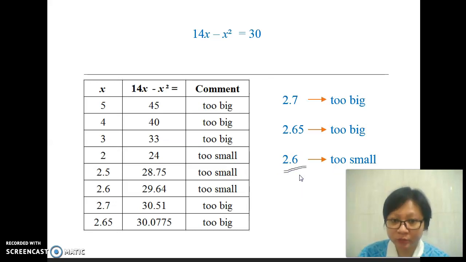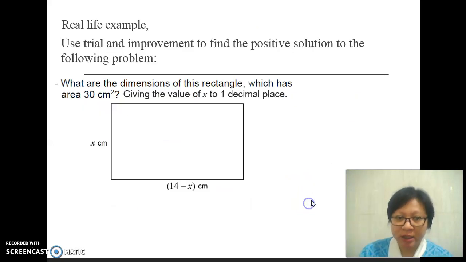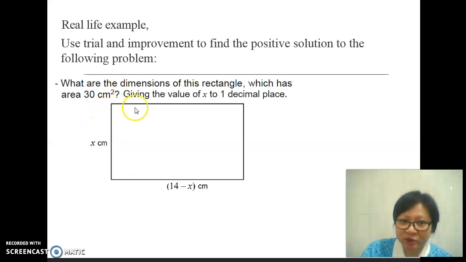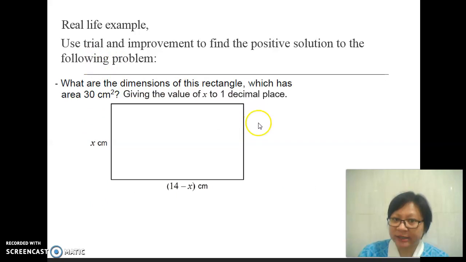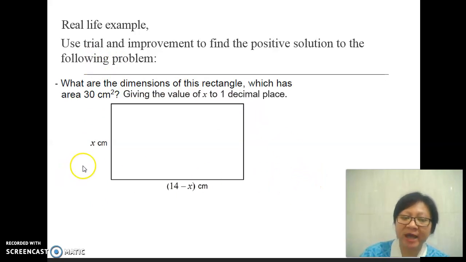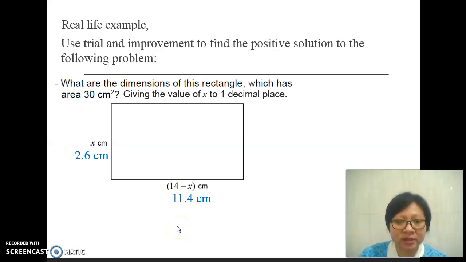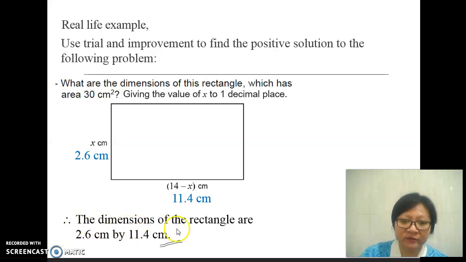X is 2.6. Now back to the question. What is the dimension of this rectangle? It means the length and the breadth. What is the length and the breadth of this rectangle? Okay. X, we choose 2.6. It means 14 minus x is equal to 11.4 centimeters. Okay. And then use answer statement. Therefore, the dimensions of the rectangle are 2.6 centimeters by 11.4 centimeters. Okay, this is the example of real life.